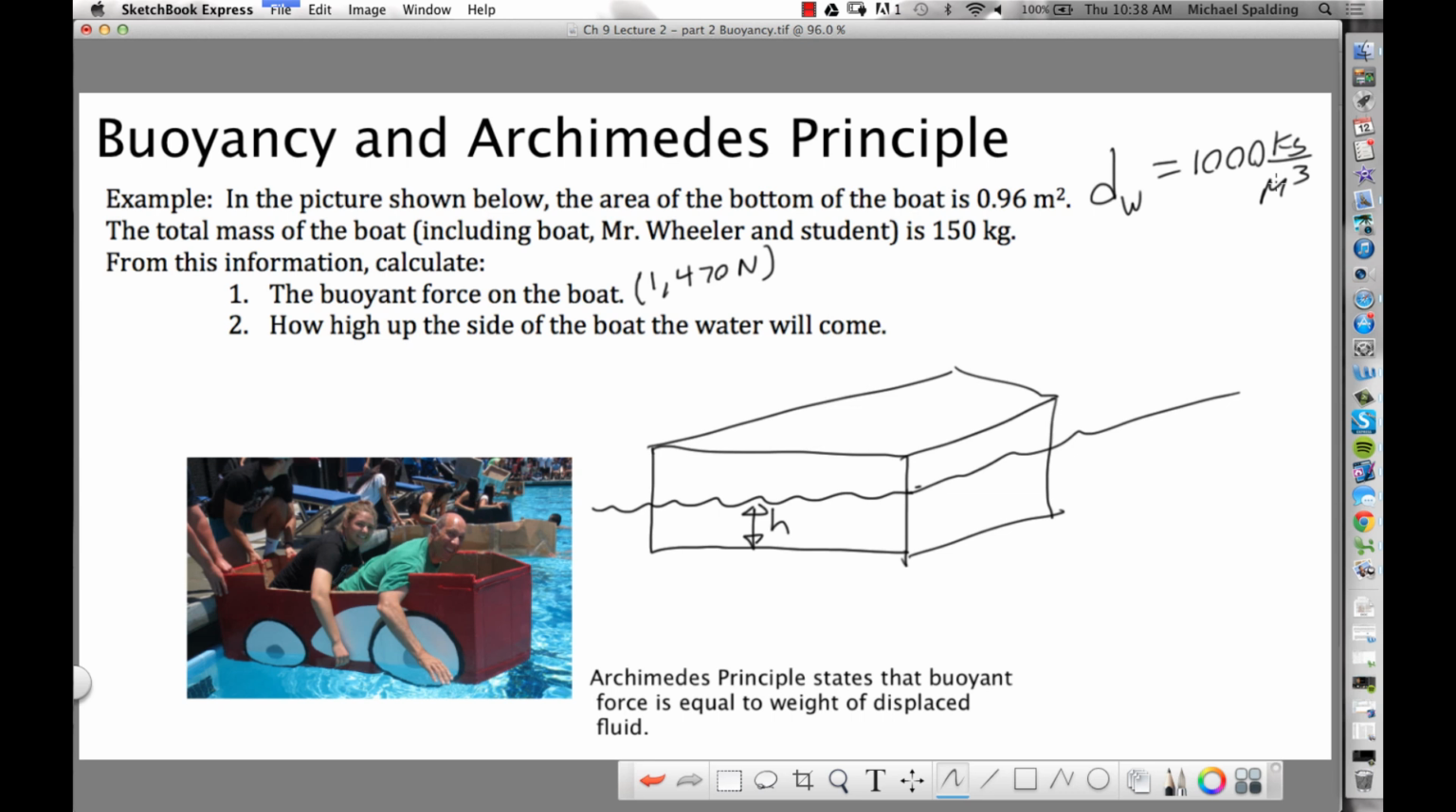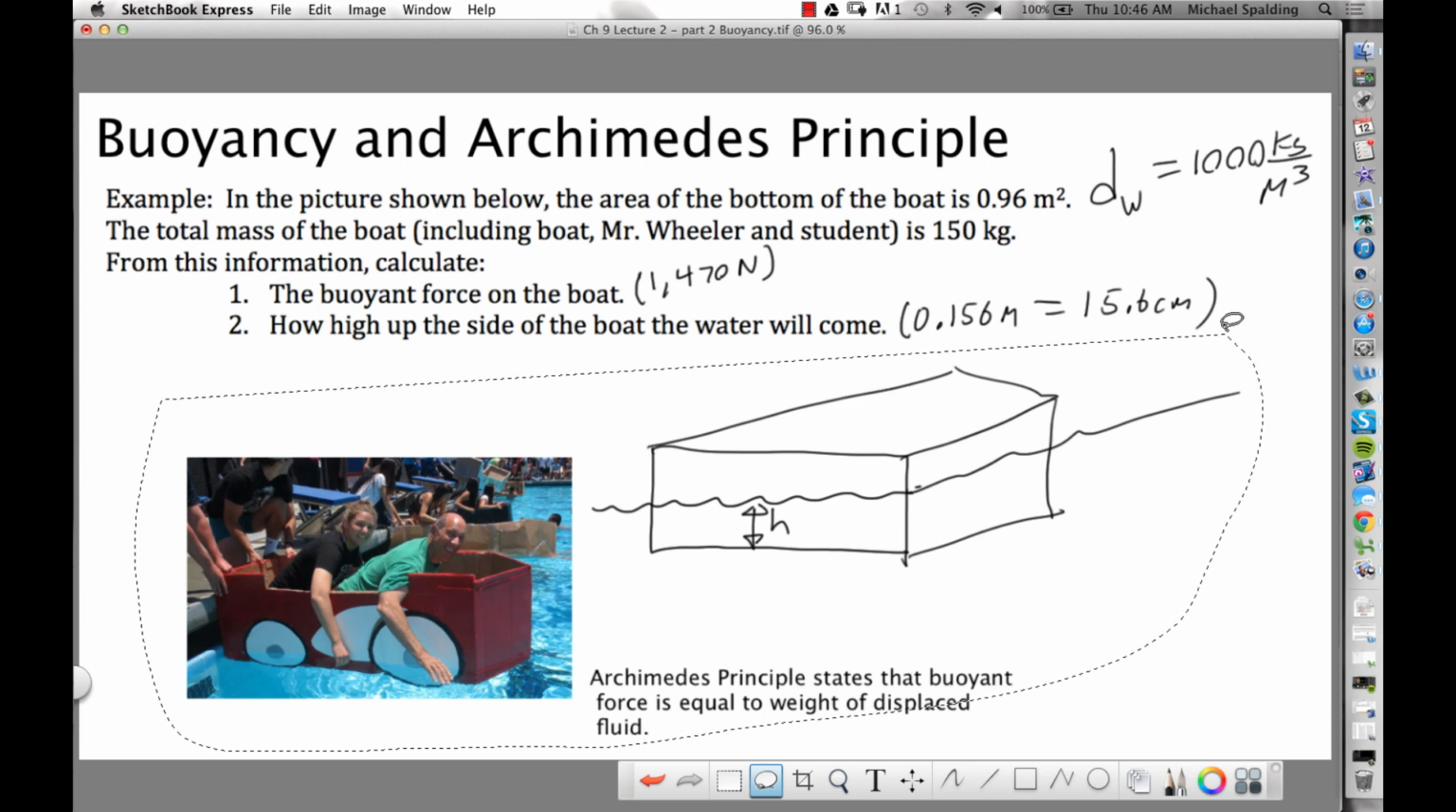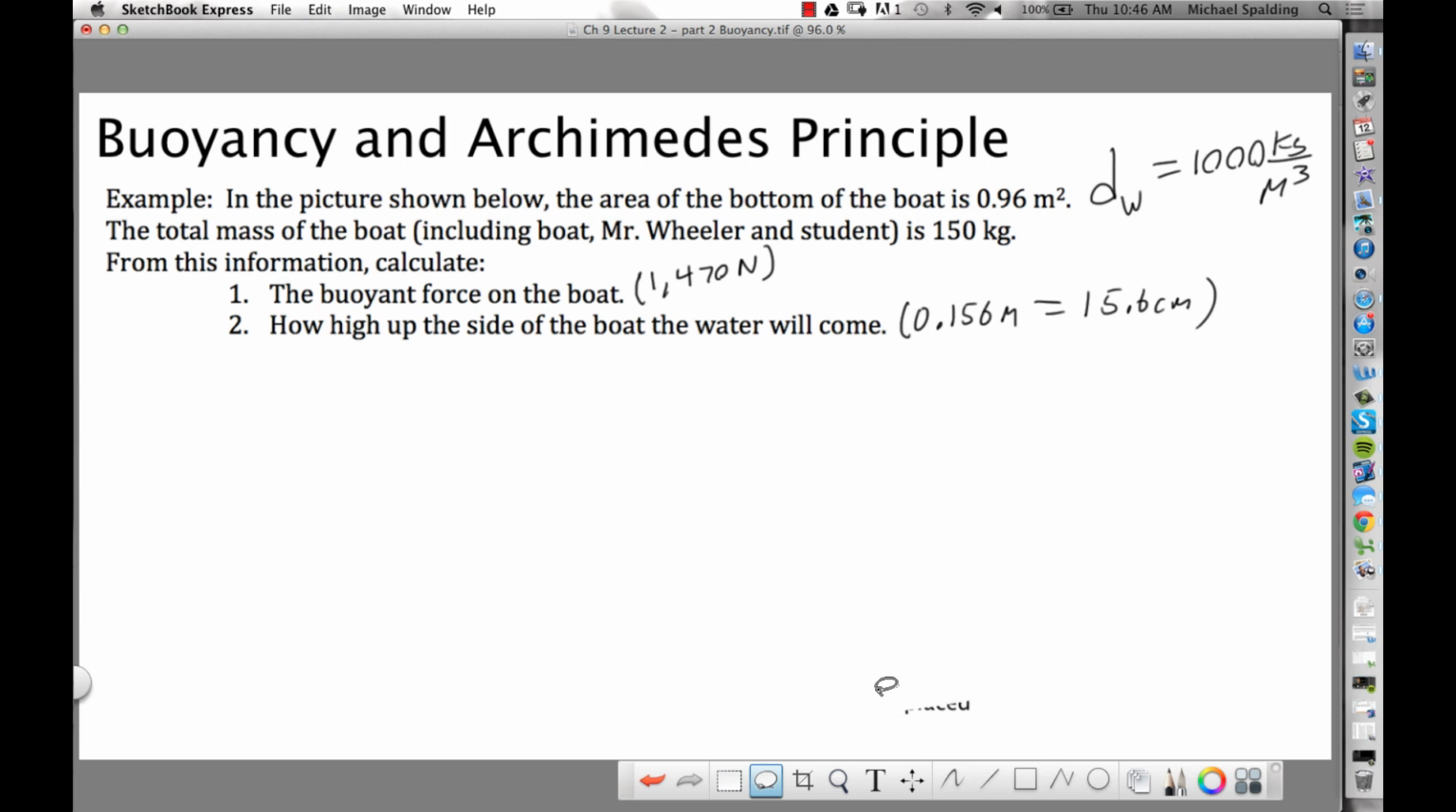All right, so take like 5 or 10 minutes. Oh, the answer to number two? The answer is 0.156 meters, or 15.6 centimeters. Room will solve this. Number one is easy, number two is harder.